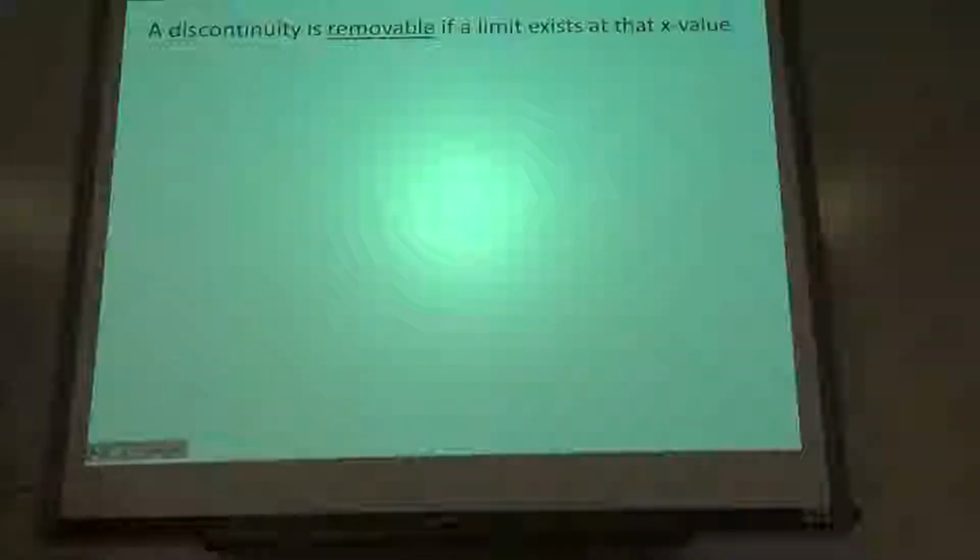discontinuities. So here's basically a definition for us. A discontinuity is removable if a limit exists at that x value.